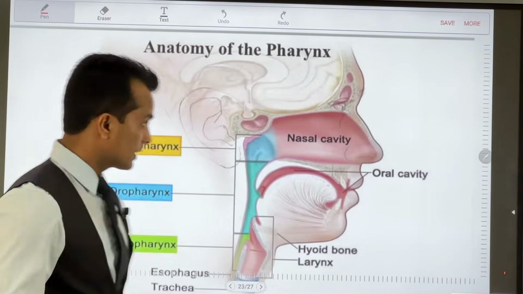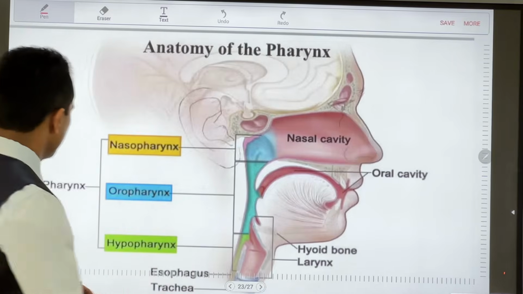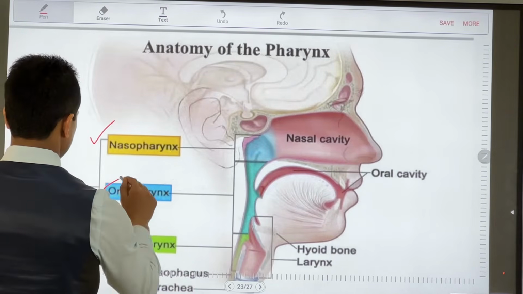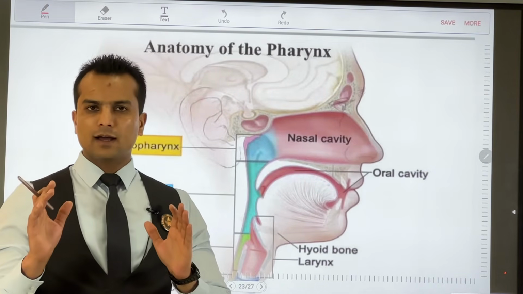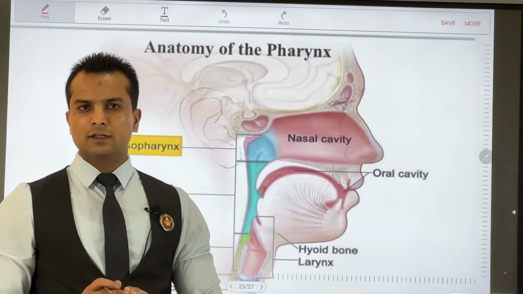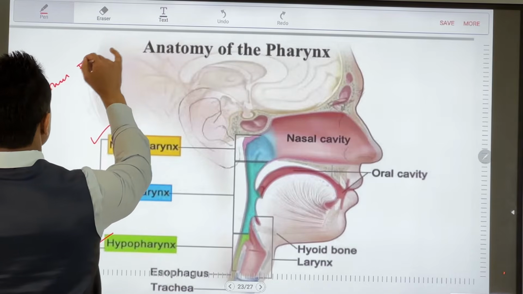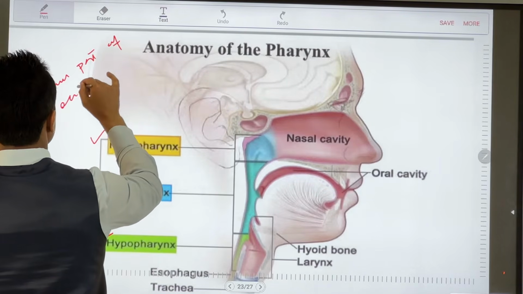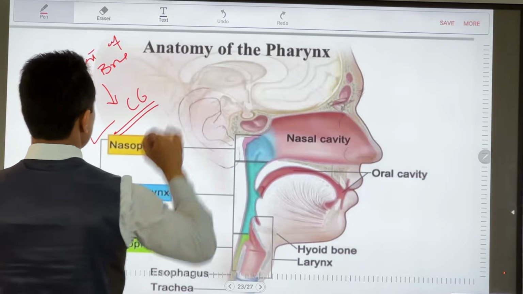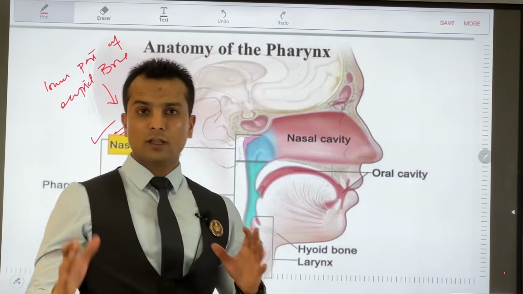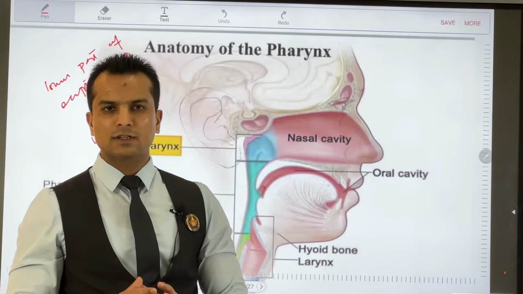So please, in this picture you can see the pharynx. We have to divide the pharynx into three parts. Here, this upper part is the nasopharynx, this is the oropharynx, and this is the hypopharynx. The bony landmarks of the pharynx: it starts at the lower part of the occipital bone and extends up to C6. These landmarks are very important. So the pharynx extends up to C6, and then from C6 the trachea will start.